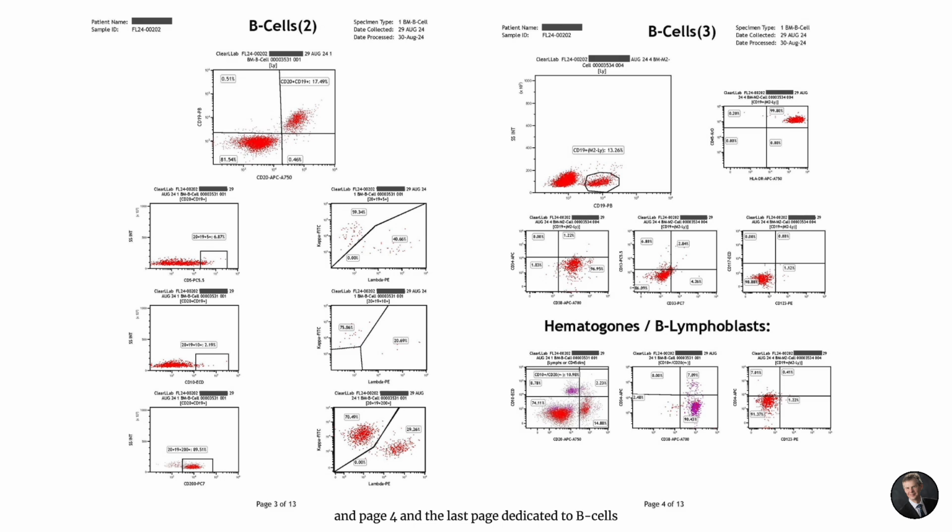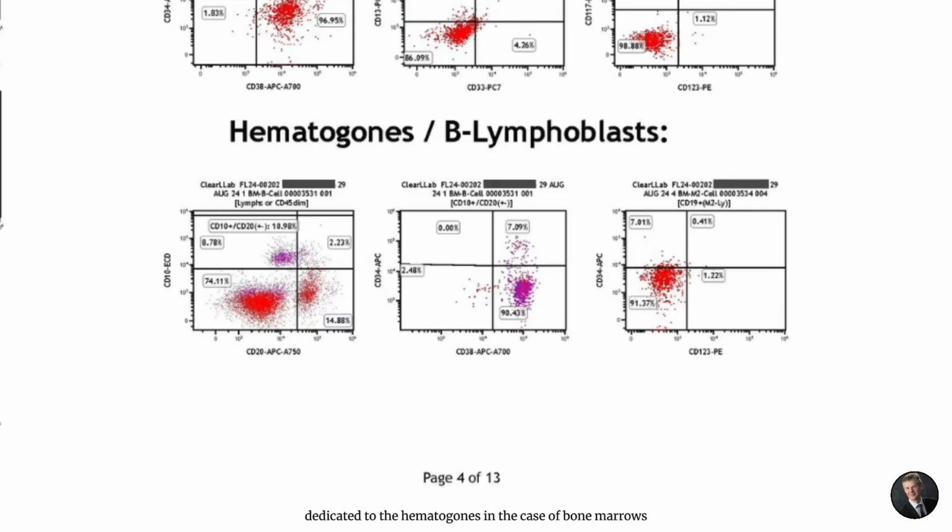And page 4, the last page dedicated to B cells, just shows different marker expressions to further characterize possible B cell clones. The very last row is dedicated to the hematogones in the case of bone marrows, and the separation of the hematogones from B lymphoblasts in cases of B lymphoblastic leukemias.